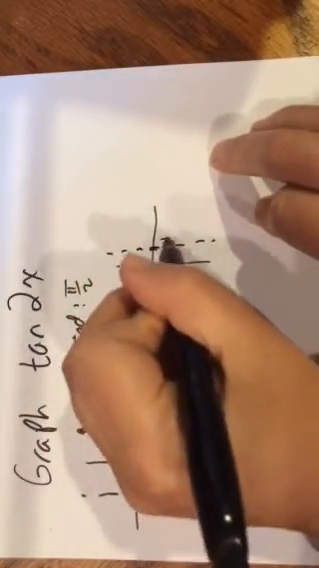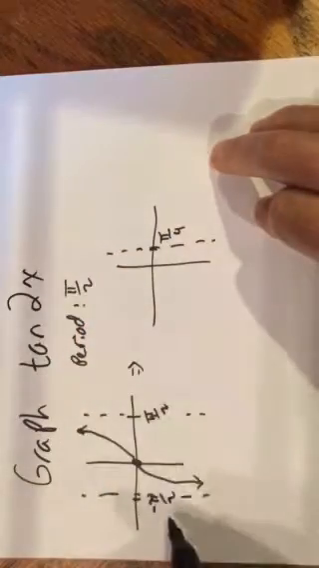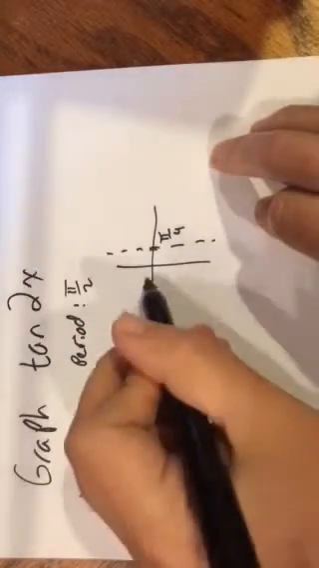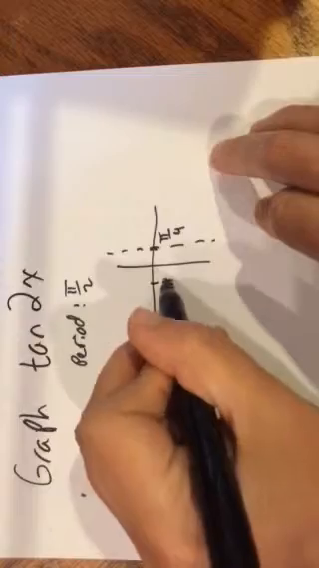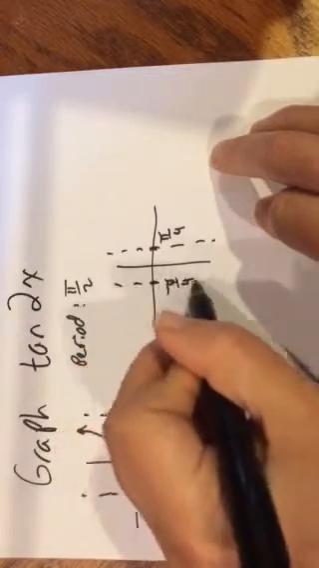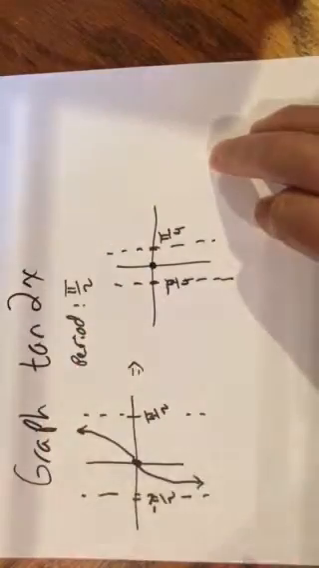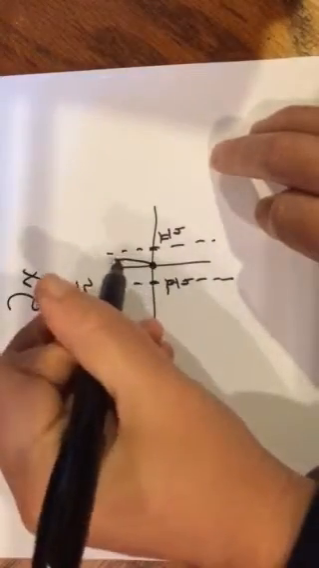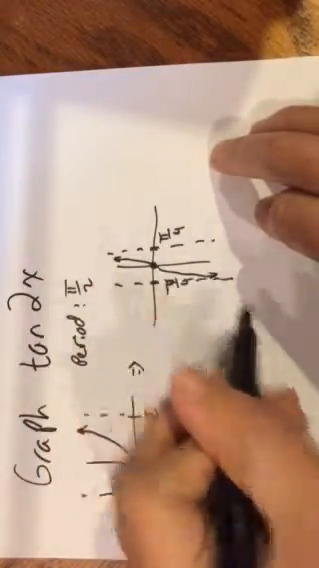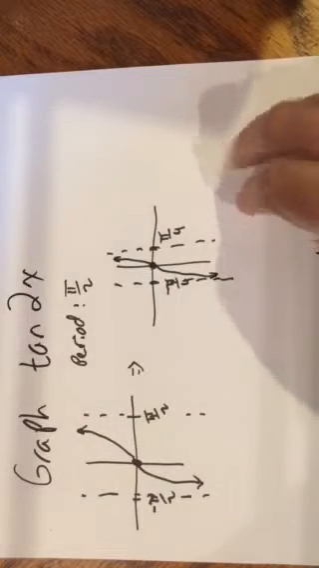at pi over 4. Instead of having an asymptote at negative pi over 2, if I divide that by 2, we'll get negative pi over 4. And 0 divided by 2 is still 0, so still going to go through there. Still going to go right and follow the asymptote up, and left and follow the asymptote down. So just shrunk it.